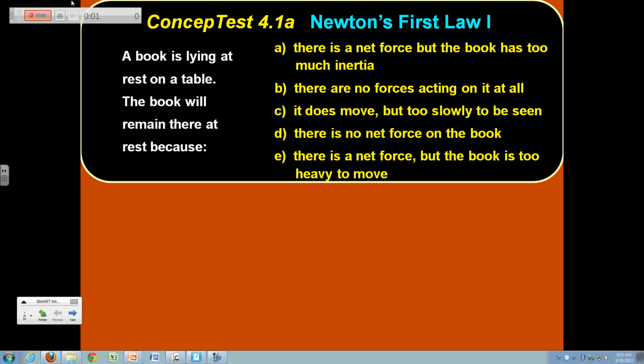All right. Book is lying, we haven't done these, correct? Okay. Book is lying at rest on a table. The book will remain there at rest because what?